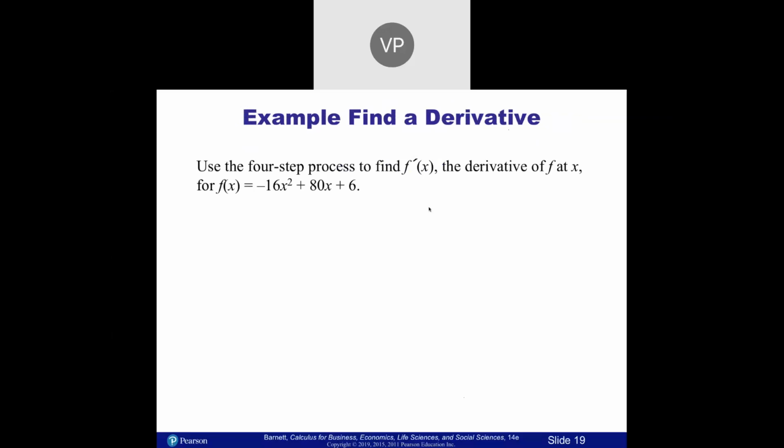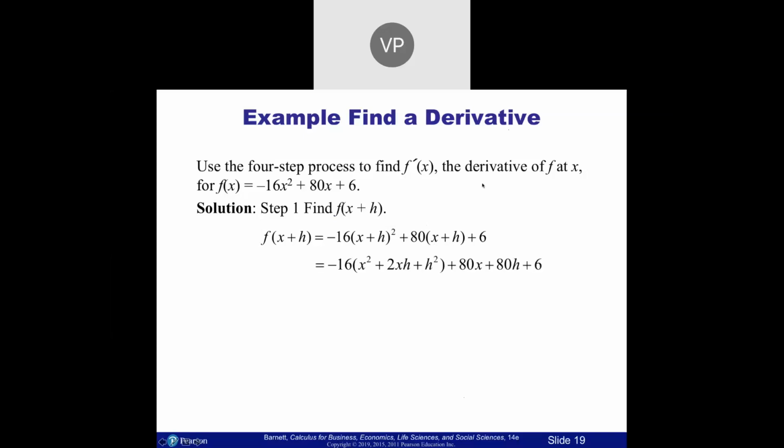We have the function negative 16x squared plus 80x plus 6. Remember, the first step is to find f of x plus h. We do that by taking the original function and replacing every x with an x plus h. My recommendation is, just like it says here, every time you had an x, it becomes a parenthesis x plus h. So that we're clear, the parenthesis x plus h is what's being squared, and the parenthesis x plus h is what's being multiplied by 80. You're going to need to spend a step or two a lot of times to clean this up and simplify it. So I FOIL out that first parenthesis, x plus h times x plus h.